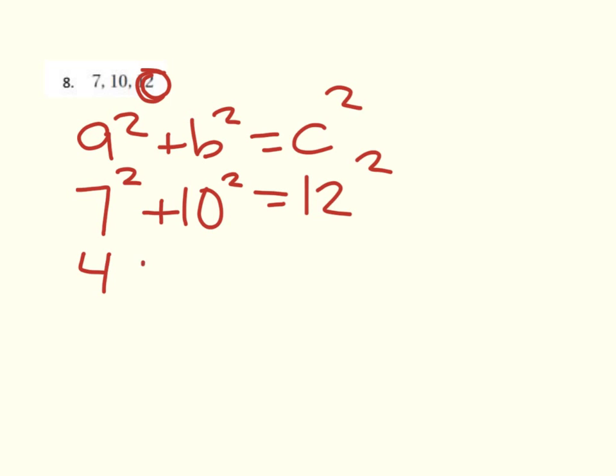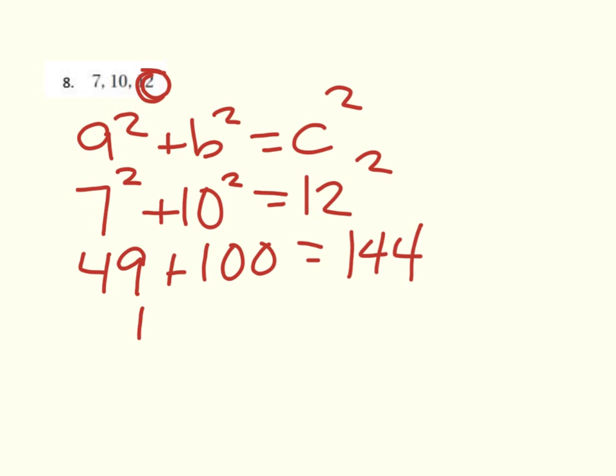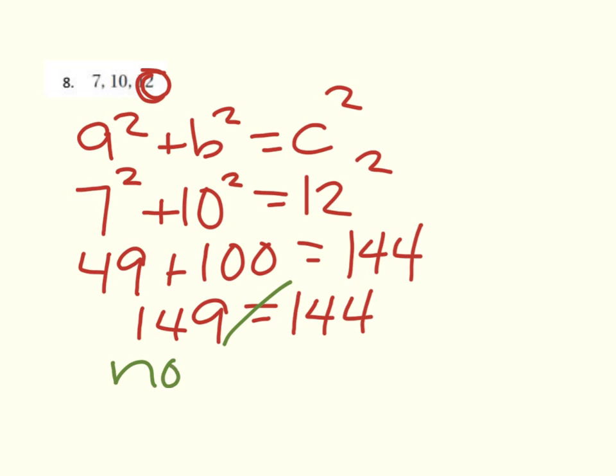So 7 squared is 49, 10 squared is 100, and 12 squared is 144. And I'm going to add 49 and 100. I get 149, and I need to see if that equals 144. And it does not. That means this is not a right triangle. It would be a right triangle if those two parts were actually equal.